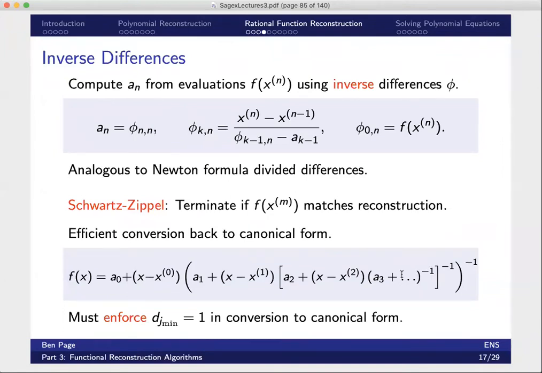So one thing to take into account as we go forward is that if you were to implement Thiele's formula, if you want to go back to a canonical form of your rational function, which we will, then it doesn't immediately come out of this formula that the coefficient of the lowest degree term in the denominator is one. So we have to enforce this. Okay, so this allows us to reconstruct a rational function of a single variable.